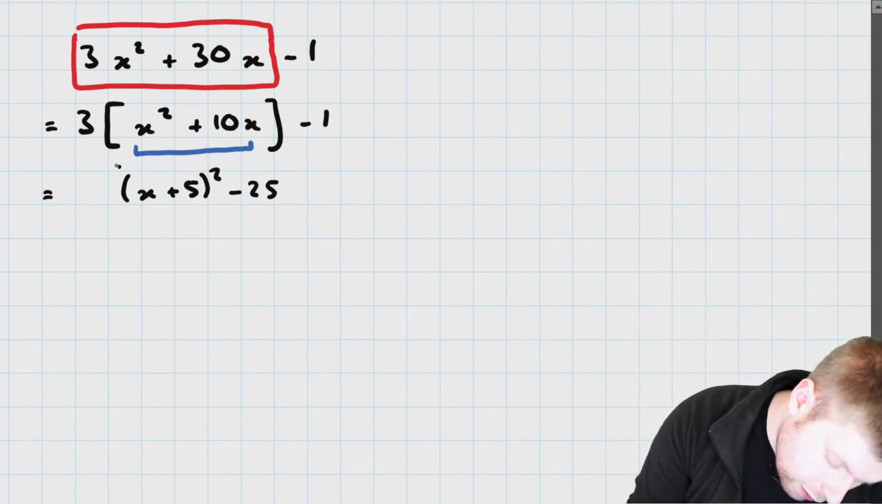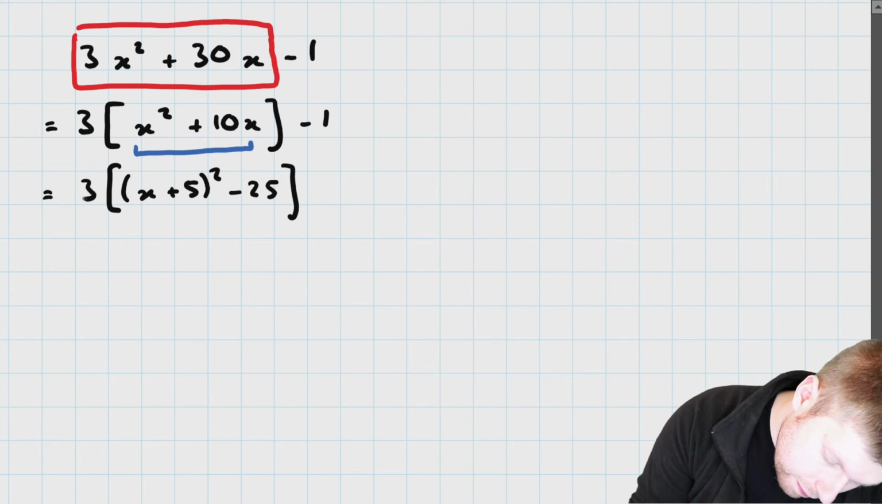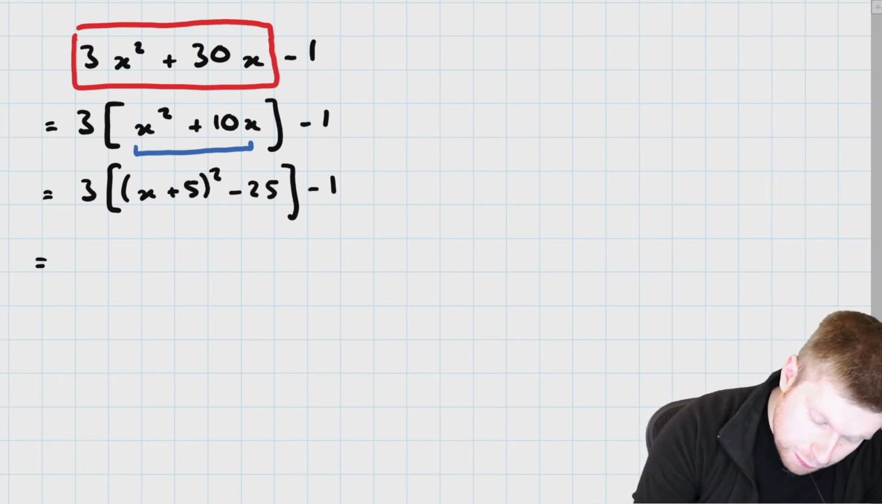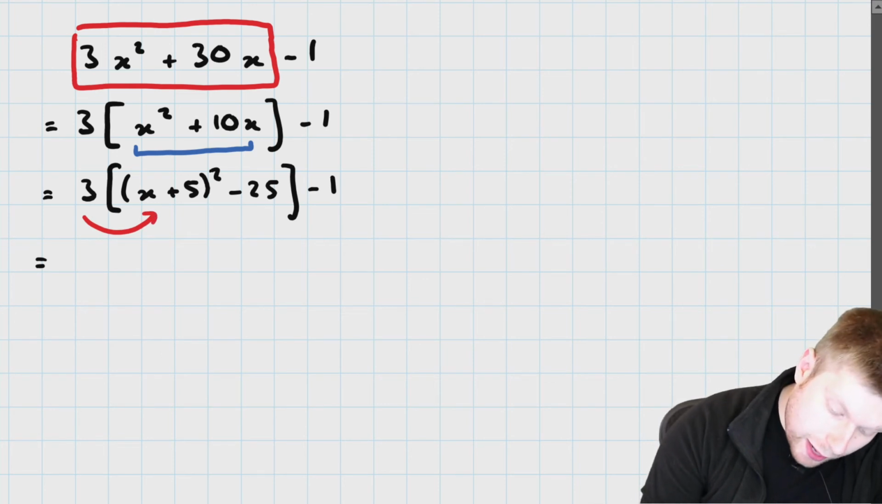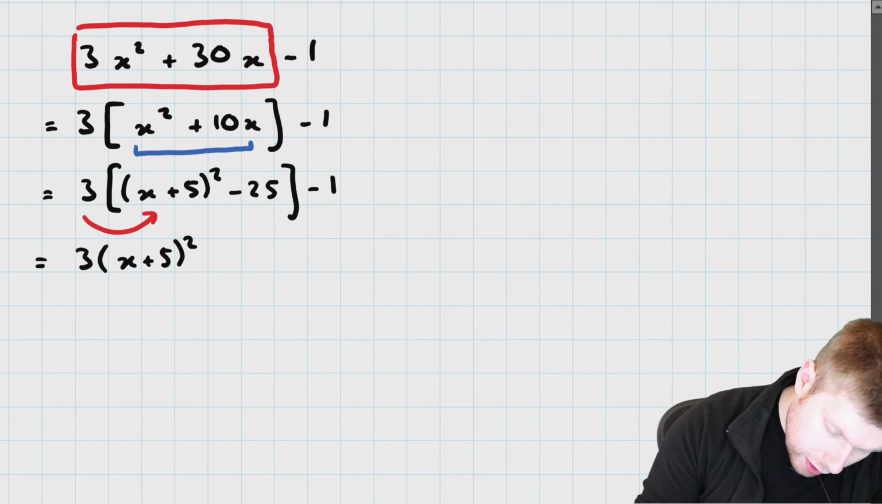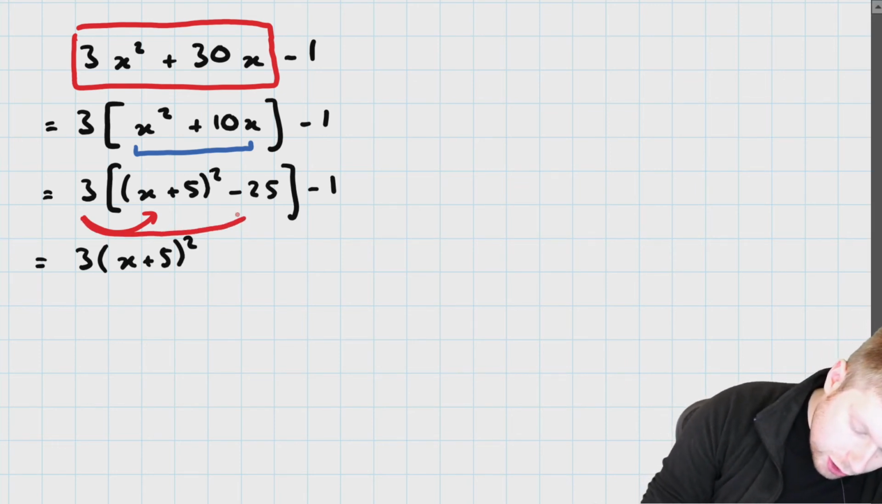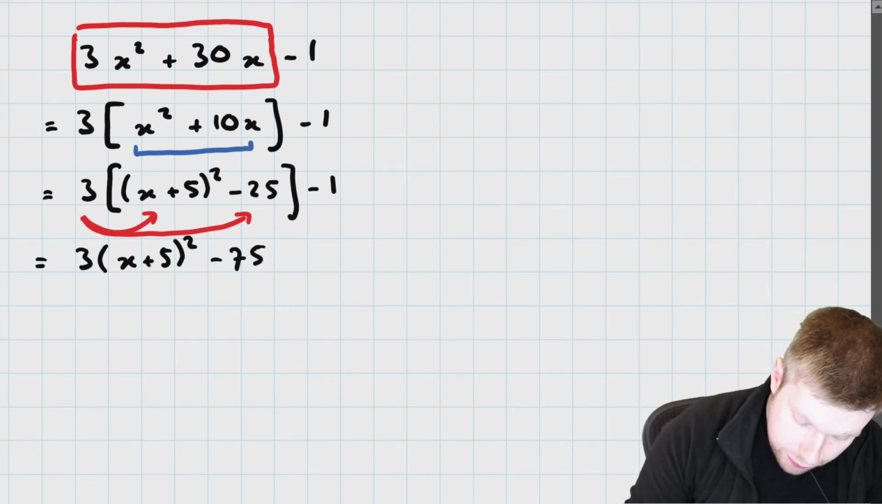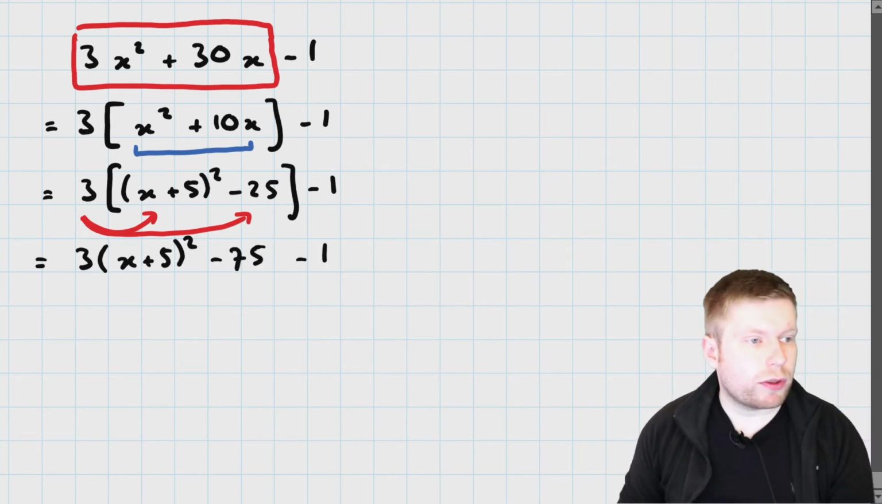Then I'm going to put everything else in around it. So I'm going to have the 3, and I'm going to have the minus 1. So now what I need to do is expand this bracket out. So I have 3 times by x plus 5 all squared. But then I'm also going to have the 3 times by the negative 25. Well, 3 times negative 25 is negative 75. Then the negative 1 just comes along for the ride.